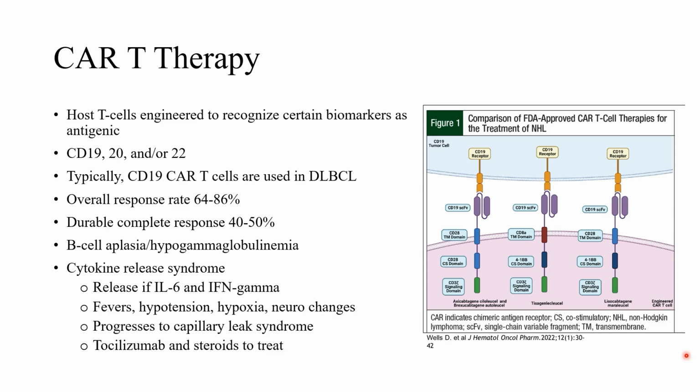And another major adverse event that you really need to know about if you're talking about CAR T is cytokine release syndrome, or CRS. And this is kind of like a SIRS type picture, right? You have fevers, hypotension, hypoxia, you can have neuro changes. And this is really due to systemic release of IL-6, remember, IL-6 is an acute phase reactant, and interferon gamma. And if it goes unchecked, this can progress to something called capillary leak syndrome, which can be fatal. Fortunately, now we have tocilizumab, or tosi, is kind of what it's called for short, which is an IL-6 receptor antagonist. So that can be used to help treat the CRS, as well as steroids.